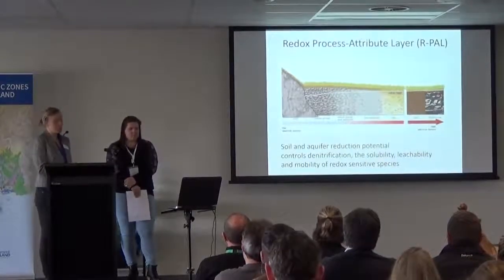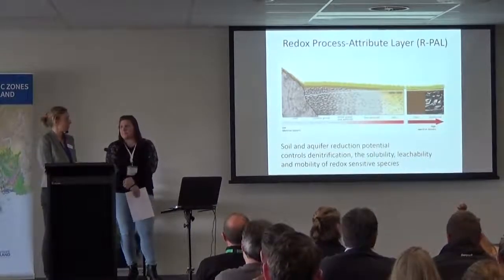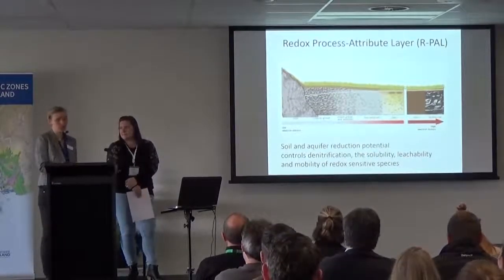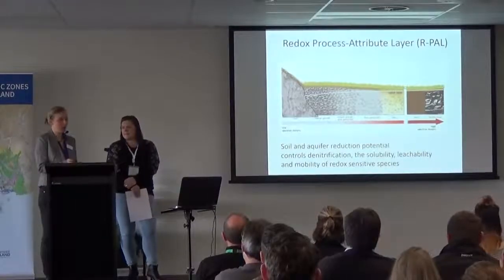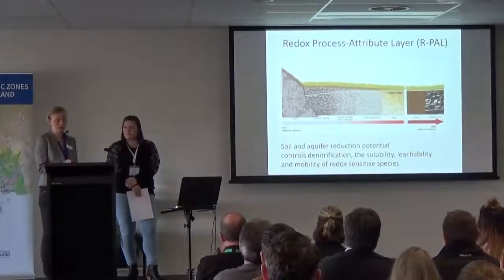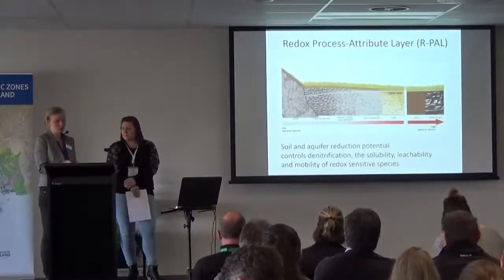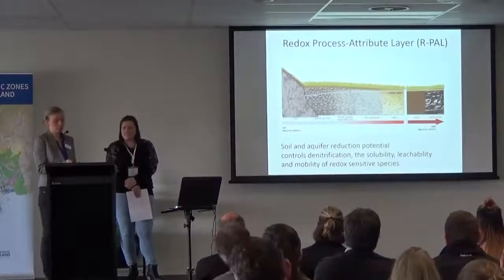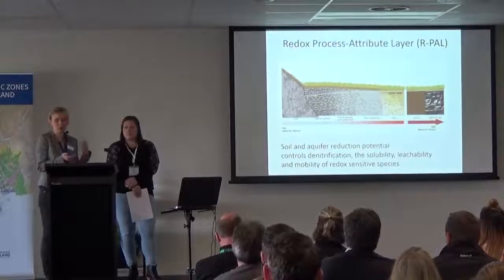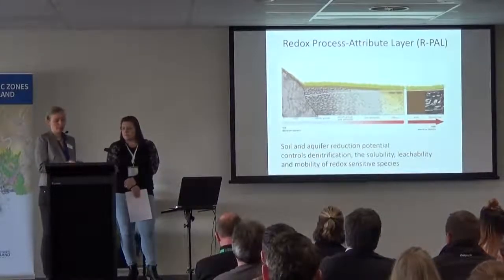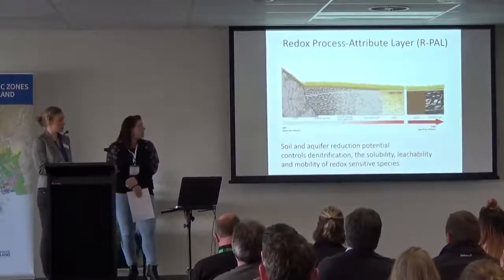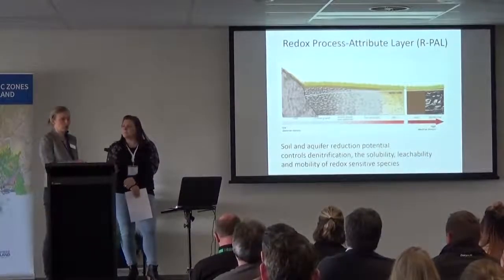Now the redox process attribute layer, or short RPAL, which, as I mentioned before, determines whether denitrification occurs or not. It also determines the mobility of phosphorus and the solubility of iron and manganese. It is mainly dependent on the permeability of the soil, so how quickly the water moves through and whether there's enough time for the microbes to do denitrification, and the organic matter content in the subsurface, which we also refer to as electron donor content.